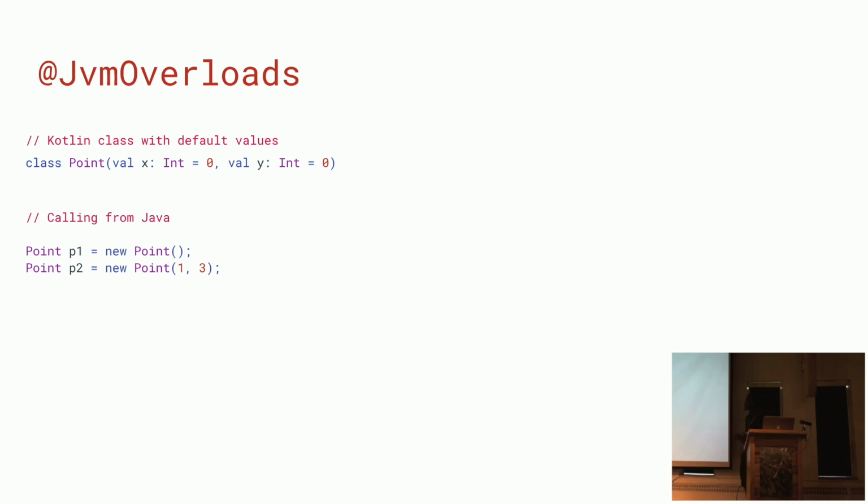The next annotation I would like to talk about is JVM overloads. As the name suggests, it helps to generate overloaded methods, sometimes for constructors or for regular functions. So let's take a look at this function with default values. It's a Kotlin class, a point with x and y coordinates. It defaults at the origin. If you call this from Java to create this point, there are two ways we can do that. We can do Point p = new Point(), or we can do Point p = new Point and pass in the values for x and y. So we have to specify none or all of the parameters.